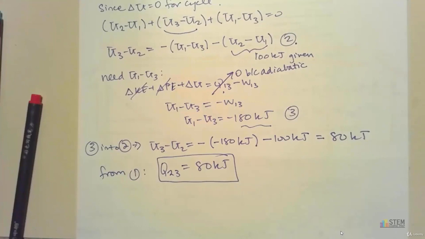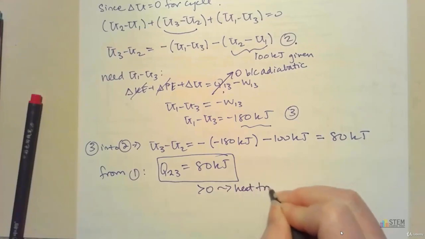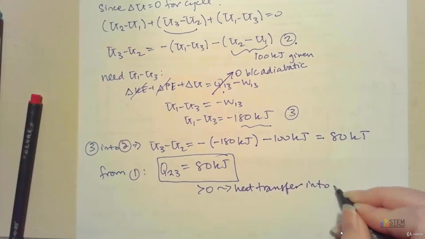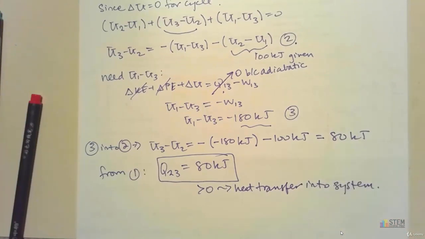Now let's look at the sign. This is a positive number, so it's greater than 0. That means we've got heat transfer into the system. So we've got energy from heat that's coming into our system. Okay. So perfect. We finished that problem. That's kind of a long problem, but it's a good one. It has a lot of different topics in it, and it makes you really look for those keywords.